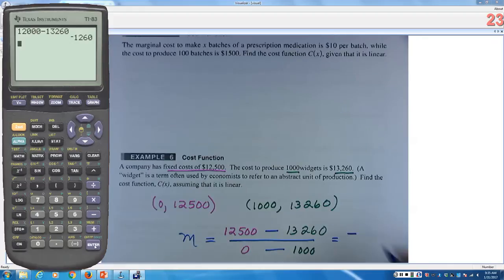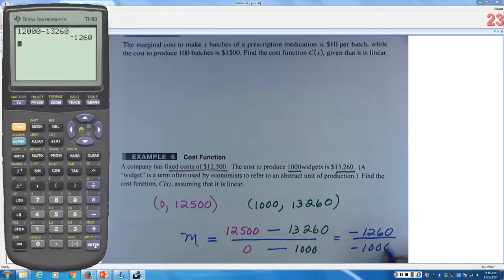So we get negative 1260. And 0 minus 1,000 is negative 1,000. And negative cancels negative, so the slope is actually positive. I'm sorry, I misentered that number. Let me back up. I just realized I left out the 5. So negative 760, not 1260.